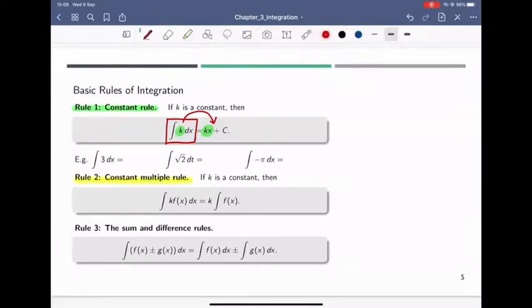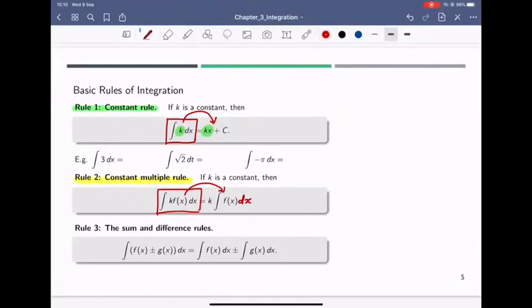When you have integral of k f(x) dx, you can pull out your constant k outside the integral sign. You can pull out your constant k outside the integral sign, with the dx here as well. And then rule number 3, the sum and difference rule.